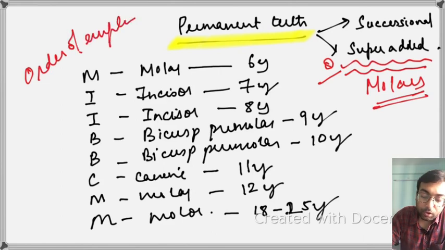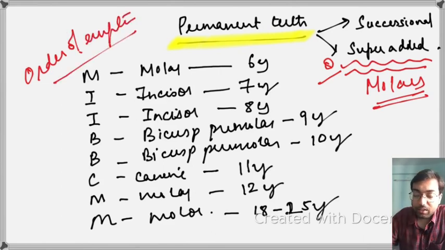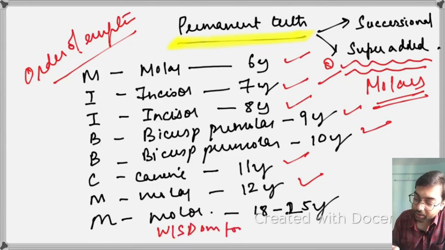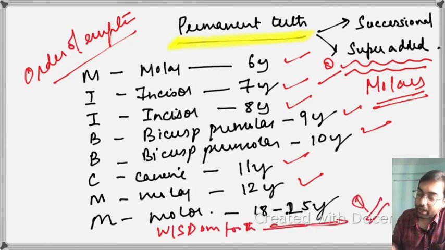The mnemonic for the order of eruption is: Mummy is in bed, baby cries, milk. M is molar at 6 years, then incisor at 7 years, then incisor at 8 years, then bicuspid premolar at 9 years, then bicuspid premolar at 10 years, canine at 11 years, molar at 12 years, and third molar, the wisdom tooth, at 18 to 25 years.